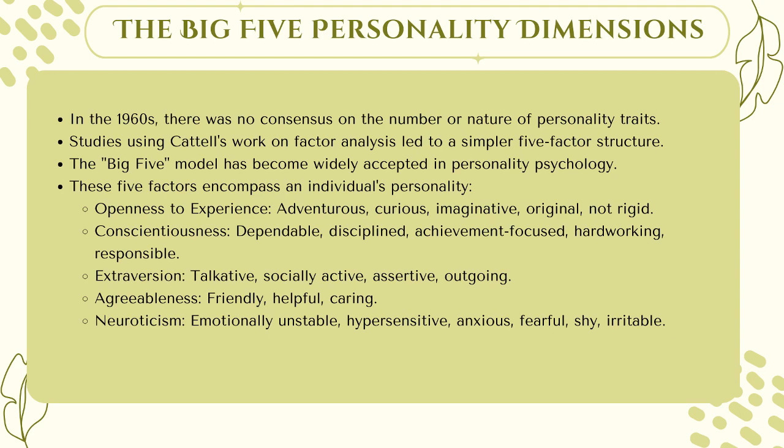Then we have our 4, agreeableness. They are friendly, helpful, caring people. Then we have 5, neuroticism. Emotionally unstable, hypersensitive, anxious, fearful, shy, irritable.